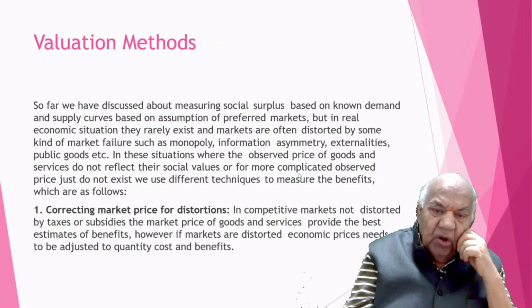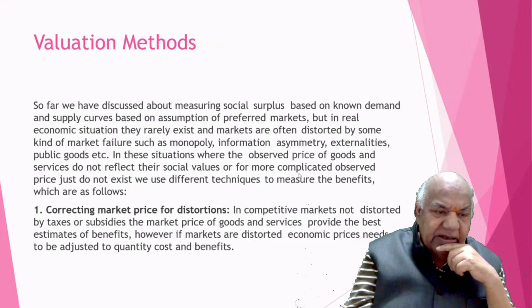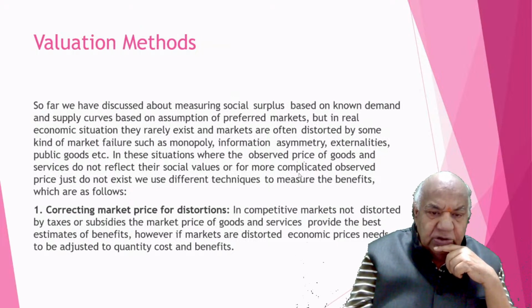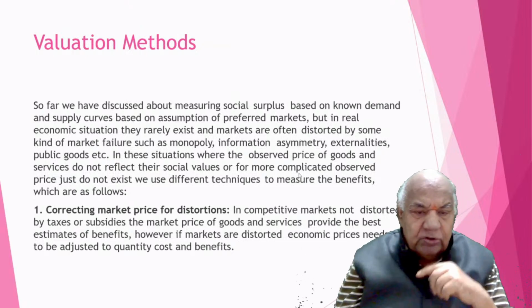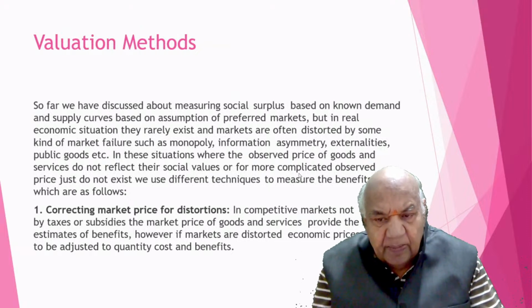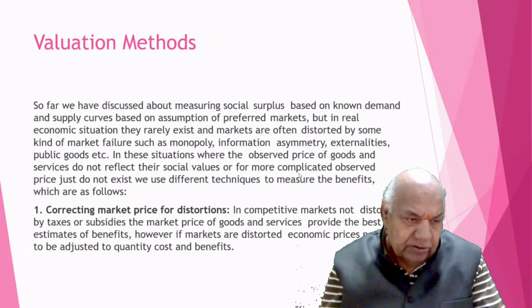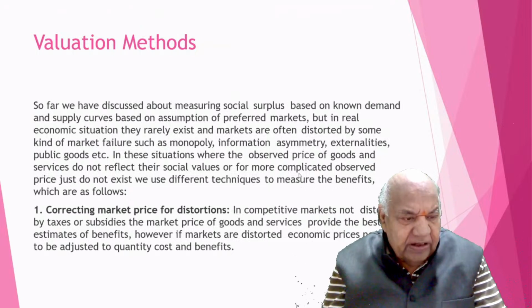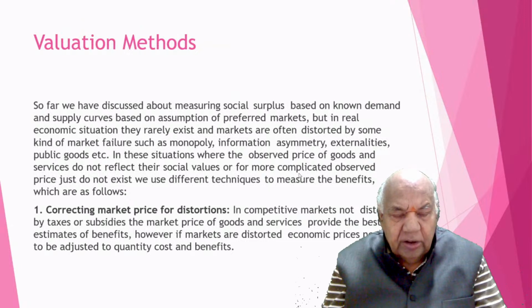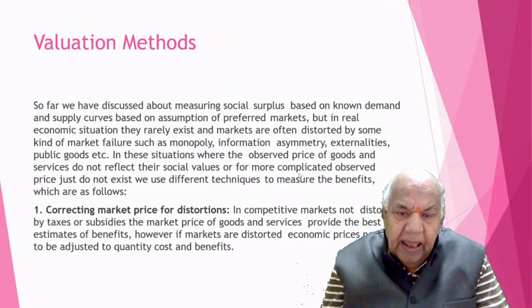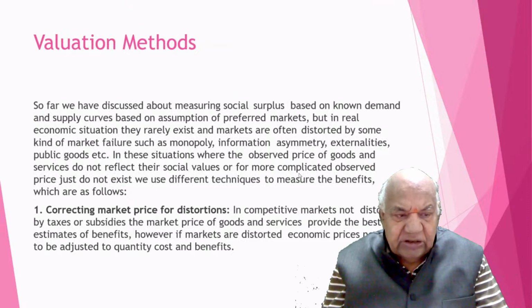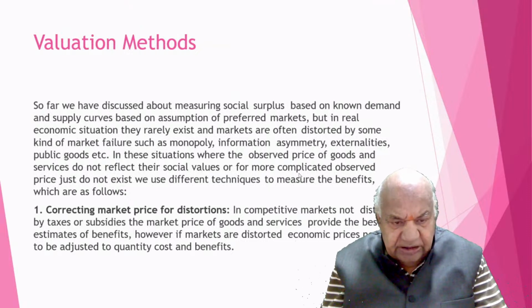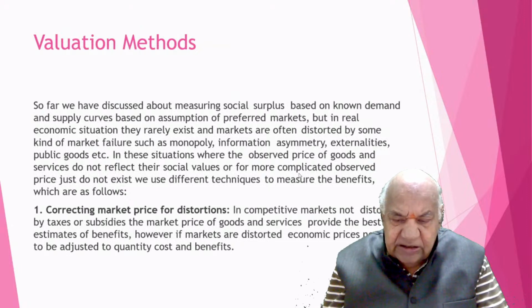In these situations, where the observed price of goods and services do not reflect their social values, or, in more complicated cases, observed prices just do not exist, we use different techniques to measure the benefits, which are as follows. The first is correcting market price for distortions. In competitive markets not distorted by taxes or subsidies, the market price of goods and services provides the best estimates of benefits.